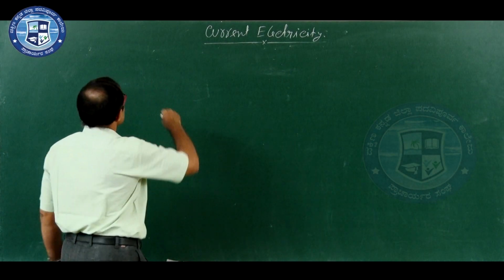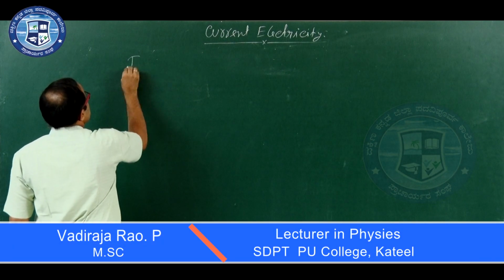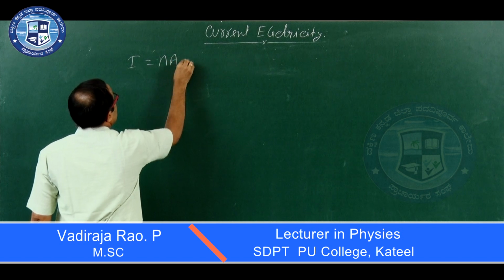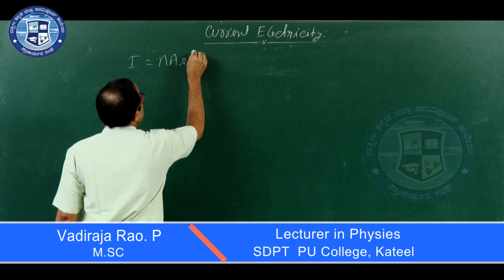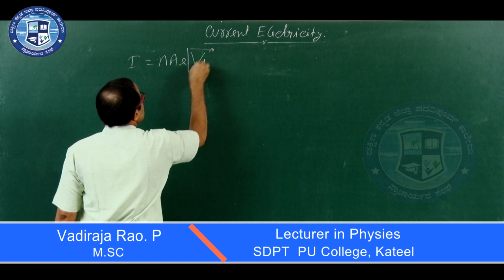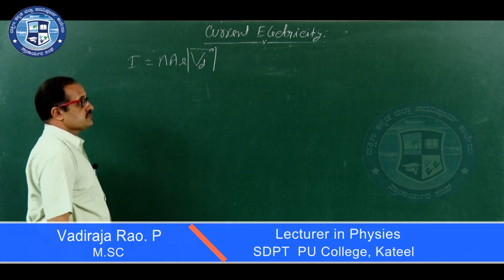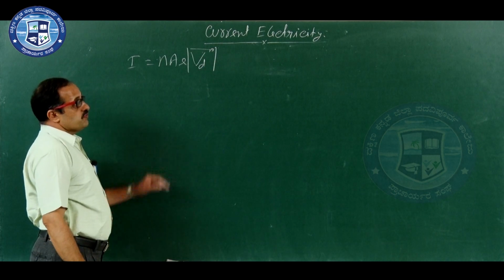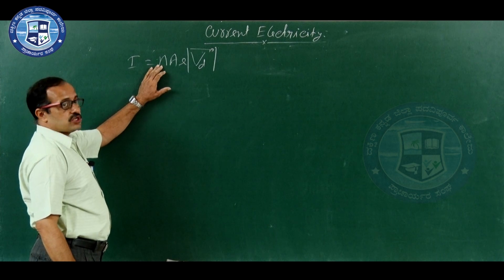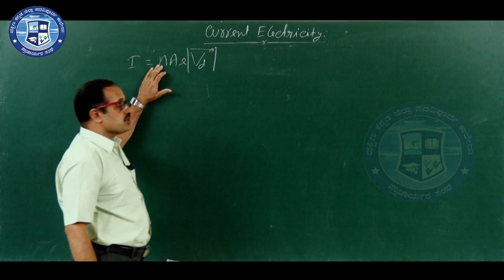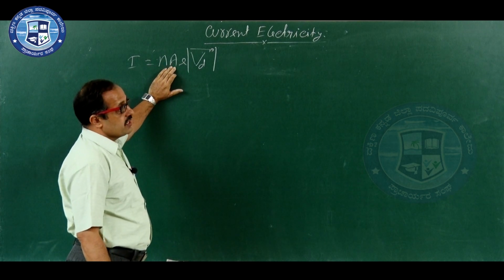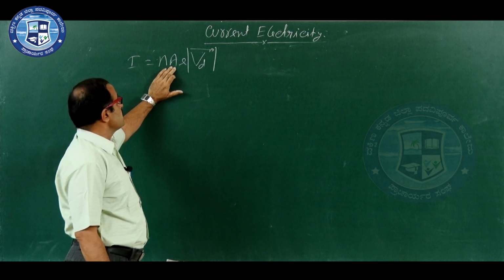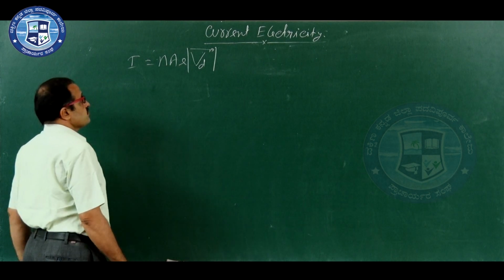Current I in terms of drift speed is given by n A e Vd, of course its magnitude. Now, n means free electron density, the number of free electrons per unit volume. A is the area of cross section of the conductor, and e is the elementary charge.